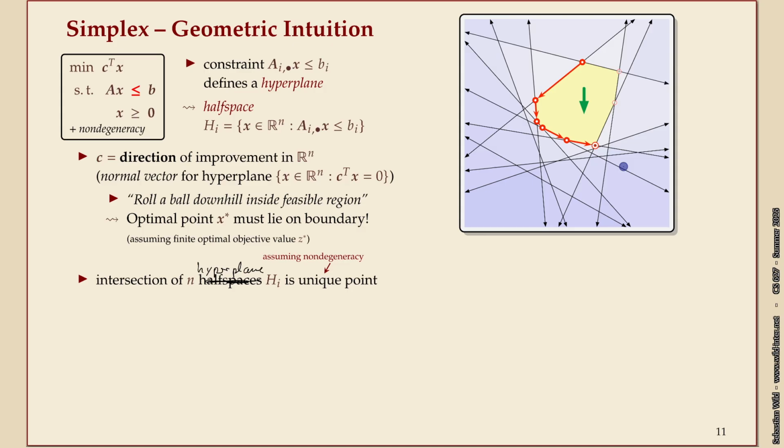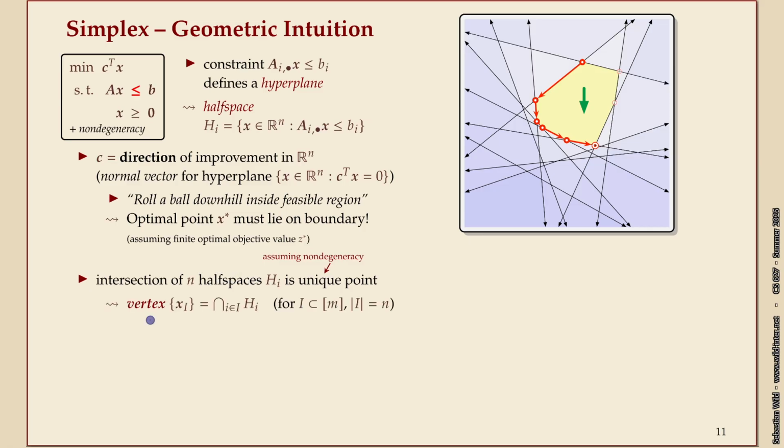Now, what's the connection between half space and hyperplane? The half space has some boundary, and that's a hyperplane. Here, the half space is everything below some line, and the line is the boundary of the half space. So if you take n of these, you always get a unique point. In this case, take any 2 constraints, and you get the intersection point. Again, this also works in higher dimensions.